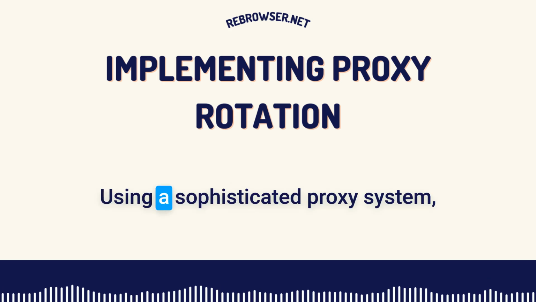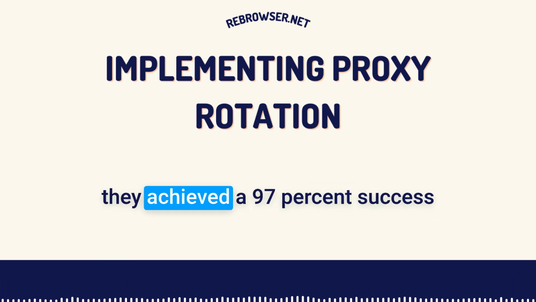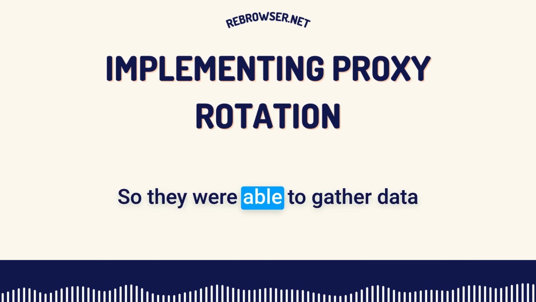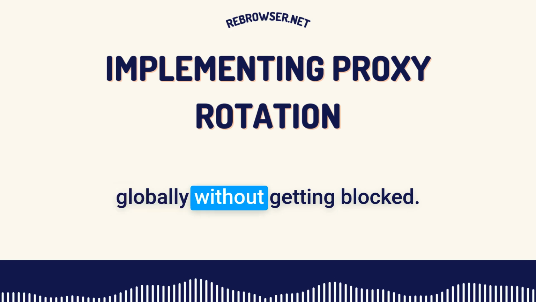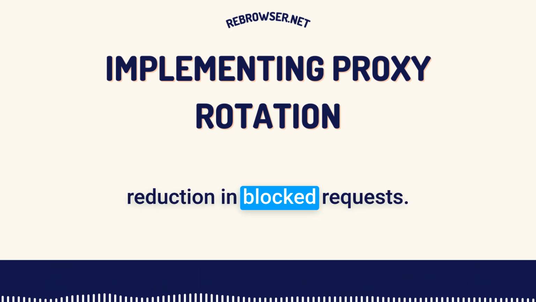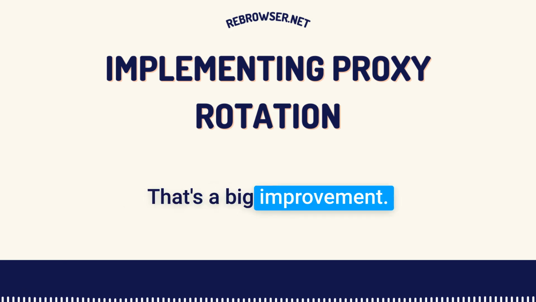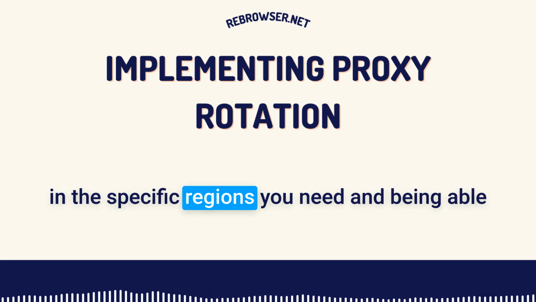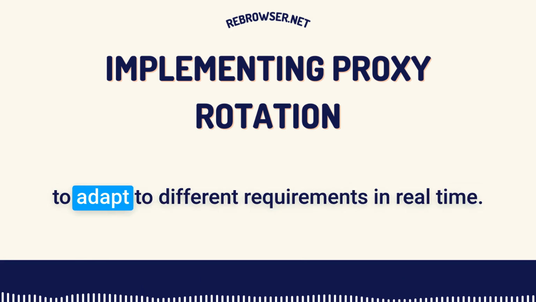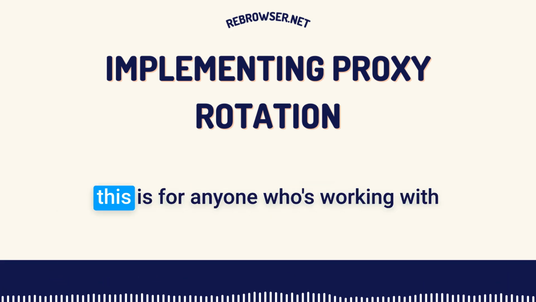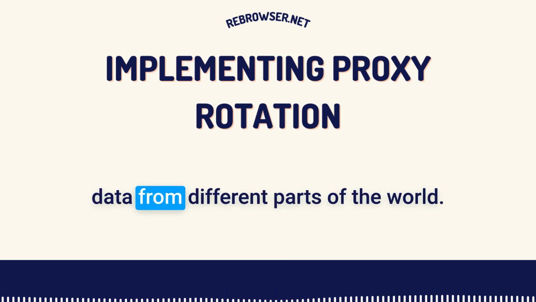Exactly. Using a sophisticated proxy system, they achieved a 97% success rate across all those regions. So they were able to gather data globally without getting blocked. And they saw a 75% reduction in blocked requests. That's a big improvement. It really highlights the power of having proxies in the specific regions you need and being able to adapt to different requirements in real time. It makes you realize how important this is for anyone who's working with data from different parts of the world.